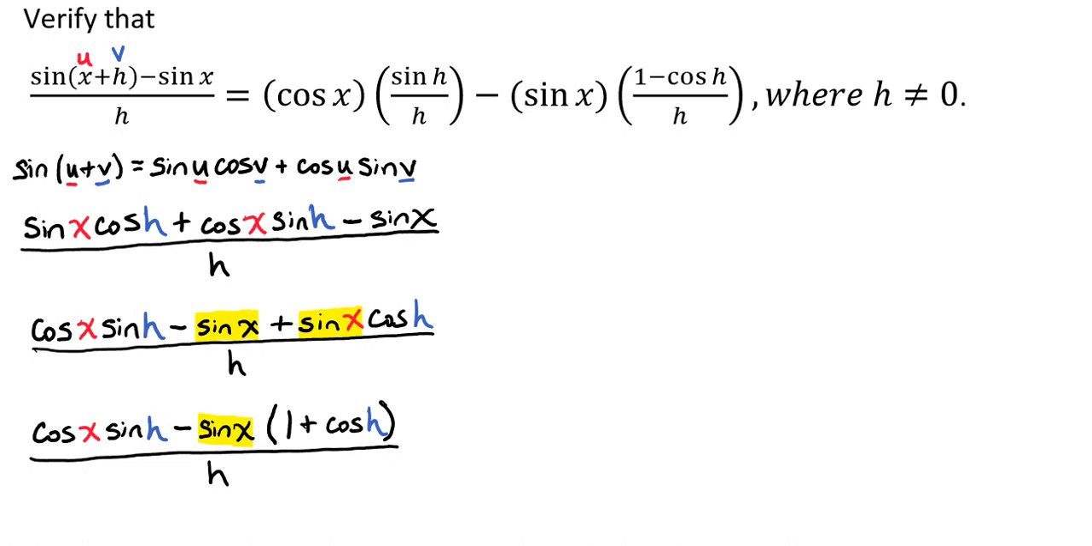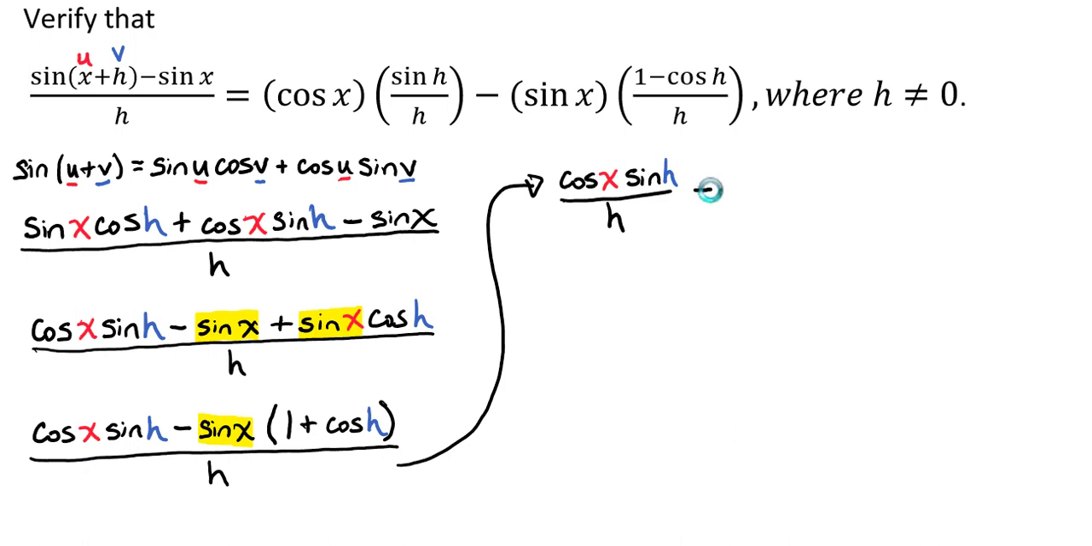So now we're going to want to take our expression and write it in as two terms. So what that means is that we're going to take the cosine of x times the sine of h, and we're going to divide it by h, and then we're going to subtract the sine of x times 1 plus the cosine of h, and divide all of that by h.